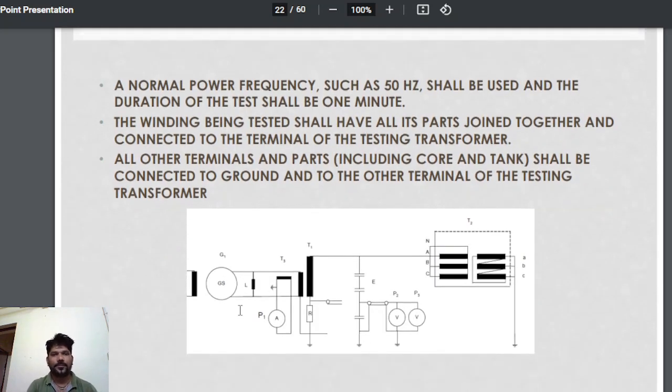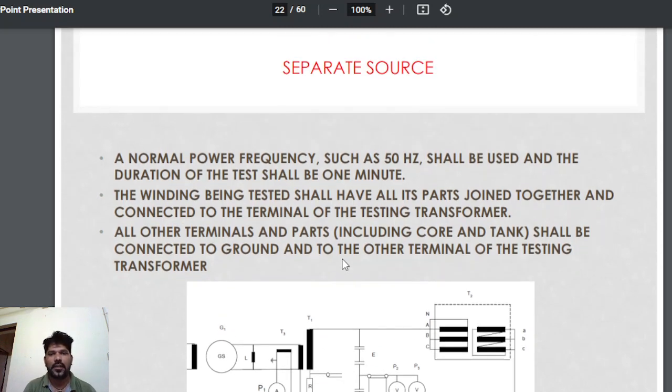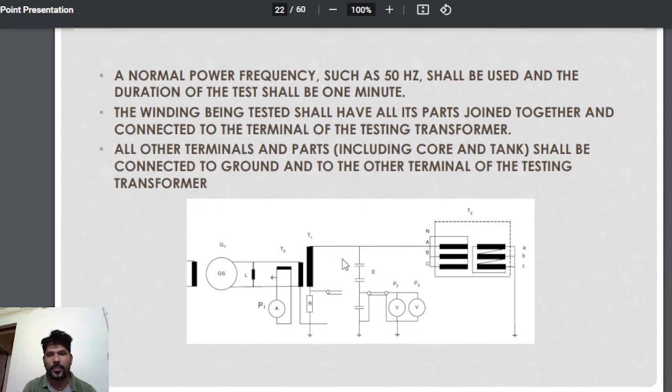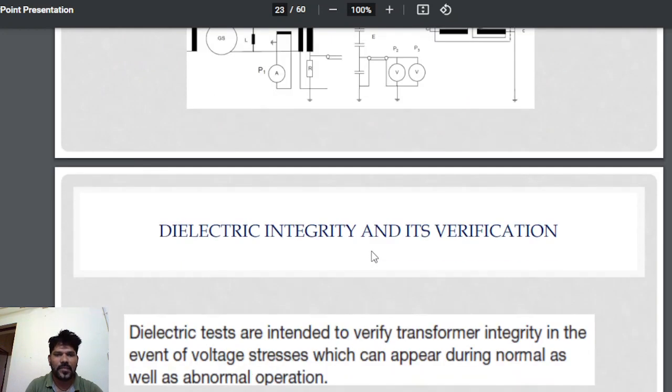See here. Okay, so friends, by seeing this circuit, a separate source we provide for doing the test. Okay, and everybody knows that the Indian standard frequency is 50 hertz. Okay, and we will do this test for 1 minute, and all the parts of the transformer, whatever things are connected to it, all should be connected, and we will perform the test.